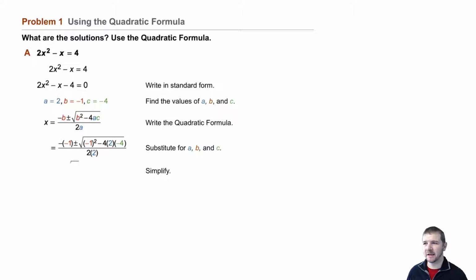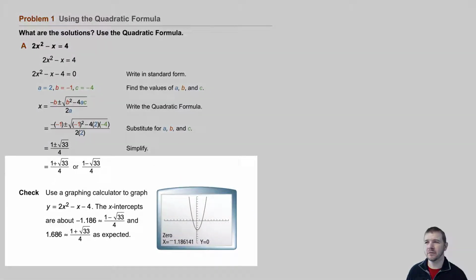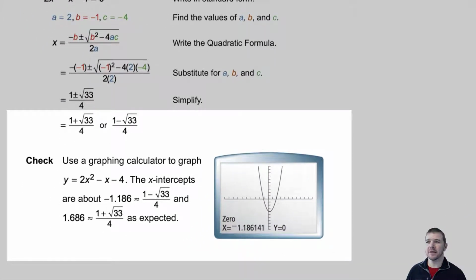And we work to simplify. This is 1 plus or minus the square root of 33 over 4, leading us to two solutions, 1 plus the square root of 33 over 4, and 1 minus the square root of 33 over 4. To check our solution, we should use a calculator. We can use a graphing calculator to graph the function y equals 2x squared minus x minus 4 and calculate the x-intercepts. Those are at about negative 1.186, which is approximately equal to 1 minus the square root of 33 over 4. And our second x-intercept, 1.686, is approximately equal to 1 plus the square root of 33 over 4, as expected.